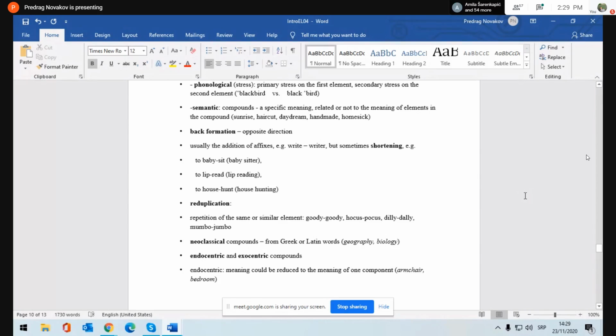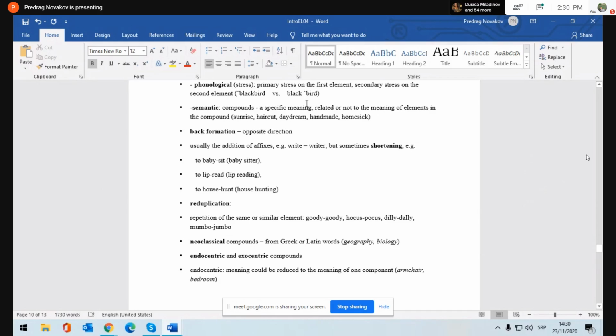And finally, semantic characteristics. Compounds have a specific meaning. They are new words, but this meaning could be related or even not related to the meaning of elements in the compound, okay? So let's check these examples in brackets, okay? Sunrise. It is obviously related to sun and rise. So this is related to the elements, okay? Daydream is related to dreaming, okay? Handmade, it is, okay? Homesick, it's also related to home and sick, okay? But you'll see we have examples when it is not related. We have examples just a couple of lines below, okay? So specific meaning, sometimes related, sometimes not, okay?